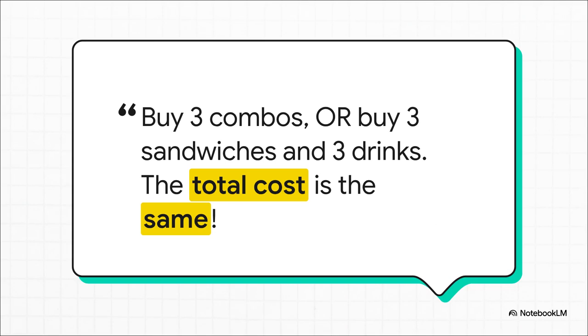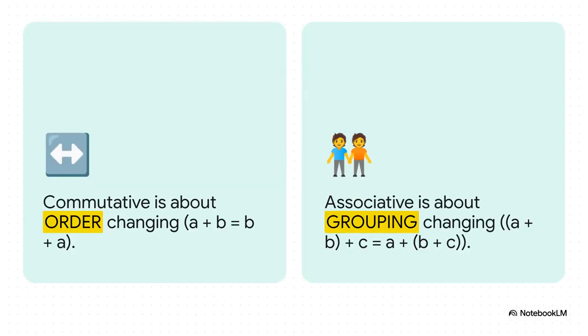And this happens in the real world constantly. Imagine you're treating 3 friends to lunch combos. You could figure out the cost of one combo, the sandwich plus the drink, and then multiply that by 3. Or you could buy all 3 sandwiches, then buy all 3 drinks, and add those 2 totals together. You're distributing the 3 friends to each item, and you'll pay the exact same amount either way. It works.